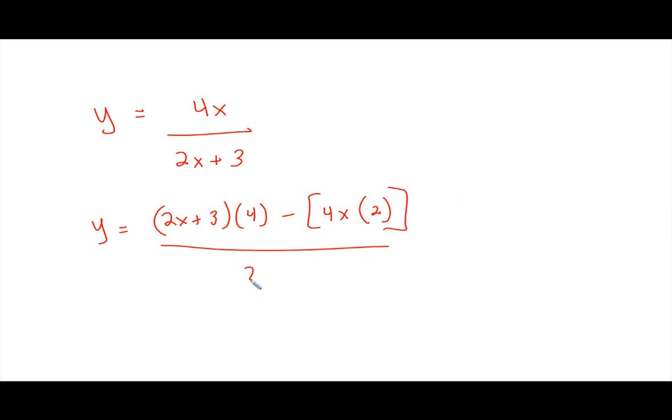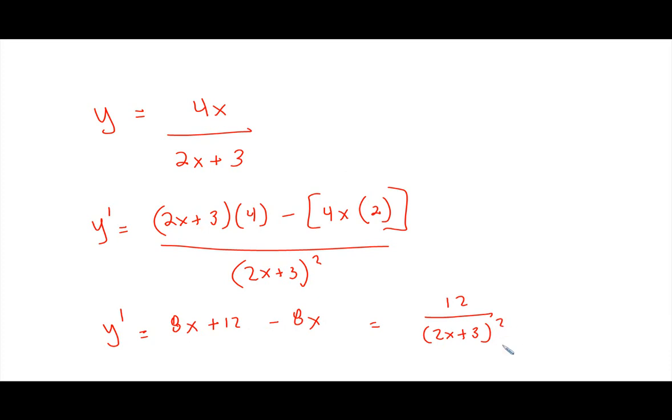All over the bottom squared. So that's the quotient rule, the way it works. Derivative here. So the derivative, if we simplify this, is going to give us 8x plus 12, right? Now over here, this is going to give us 8x, right? So minus 8x. So these cancel each other out. So this is how we're going to end up with just positive 12 at the top over 2x plus 3 squared. So that would be our derivative.